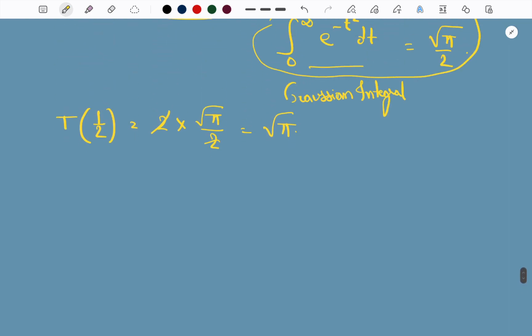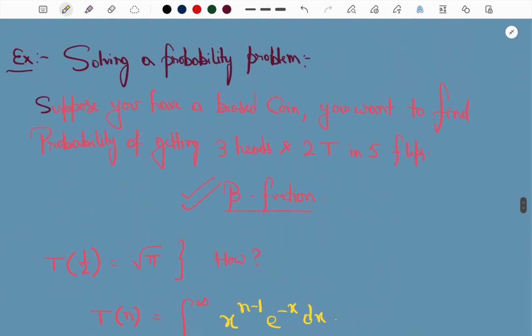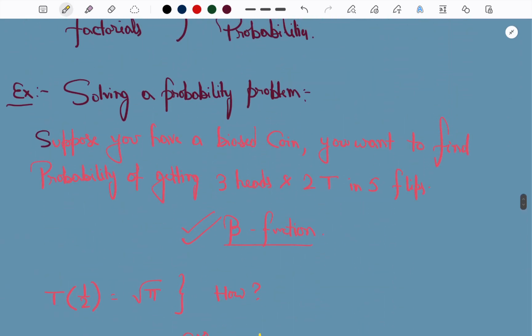Now I gave you one question to think about. The question was, you have a biased coin and you want to find the probability of getting 3 heads and 2 tails in 5 flips. Now this is in class 12th. You must have read probability for an unbiased coin, that is, the probability of getting heads and tails will be equal, which is 1 by 2 for each if there is a single coin. But here if you have a biased coin, the probability of head is not necessarily 0.5. Yes or no?